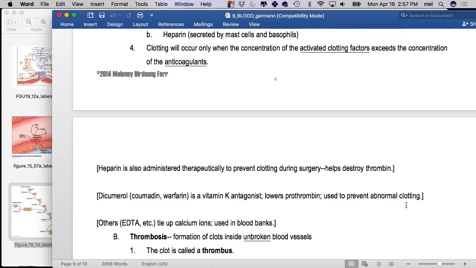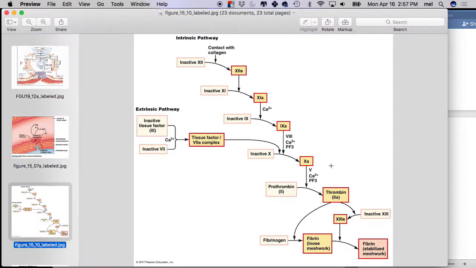Okay, so what heparin does is destroy thrombin too. So it kind of does the same thing. So it stops this last little stage, right, of the common pathway. So heparin destroys thrombin, and it's used clinically quite often. It's actually a really, really cheap medication that can be used clinically.